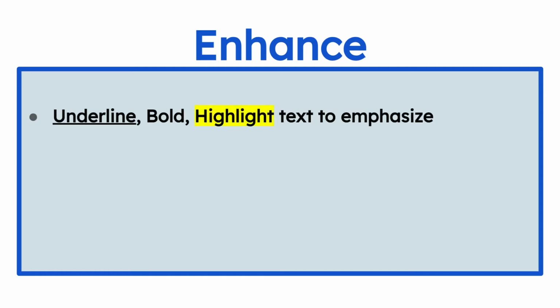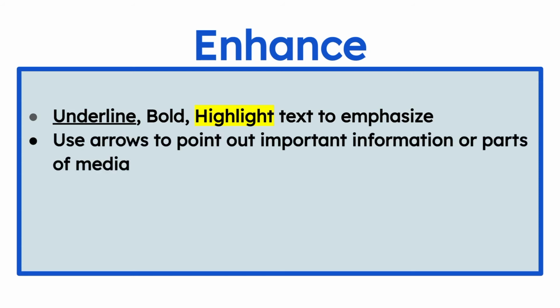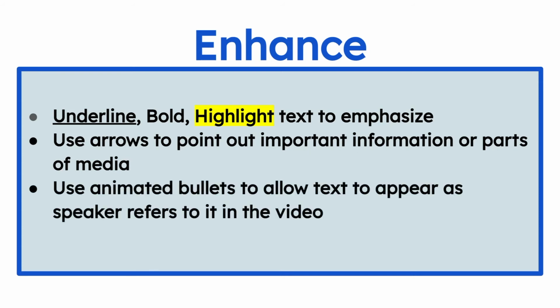The second step of creating an instructional video is to use enhancements. Consider using things like underlining, bolding, or highlighting text to emphasize important points that you want to make. Use arrows to point out important information or parts of media. And use animated bullets that allow text to appear as speakers refer to it in the video.